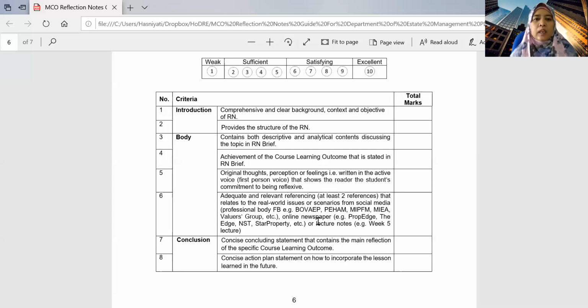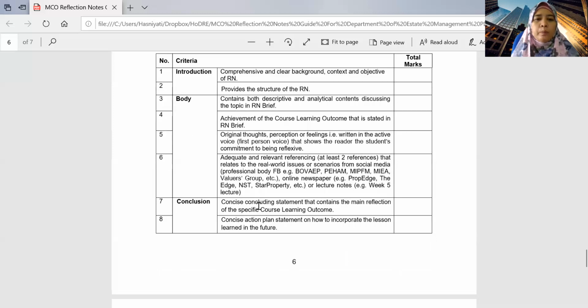And finally, 2 points under conclusion: a concise concluding statement that contains the main reflection of the specific course learning outcome. Only one. From all your discussions in the body, try to find the one that is the most striking, the most important discussion from the body, and bring that to the conclusion. Write again about that, what you learned from your observation.